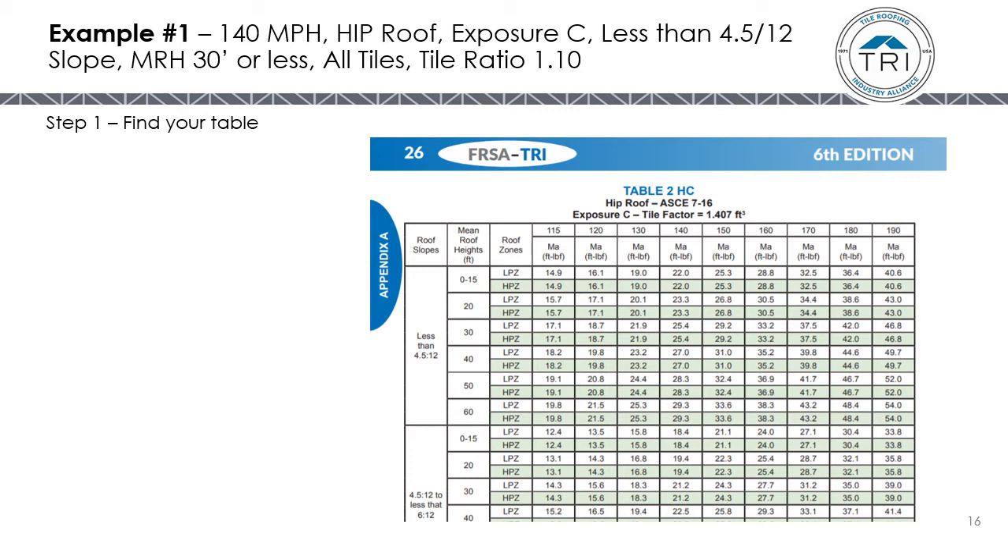Example 1, 140 mile per hour wind, hip roof, exposure C, less than 4.5 on 12 slope, 30 foot mean roof height, all profile tiles, and a tile ratio of 1.10. Step 1 is find your table. On page 26, we found table 2HC. Table 2HC for hip exposure C.